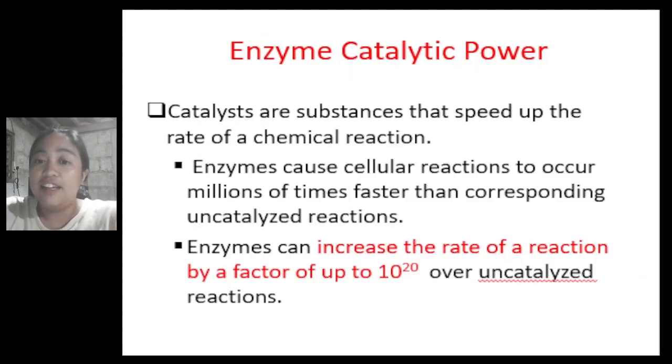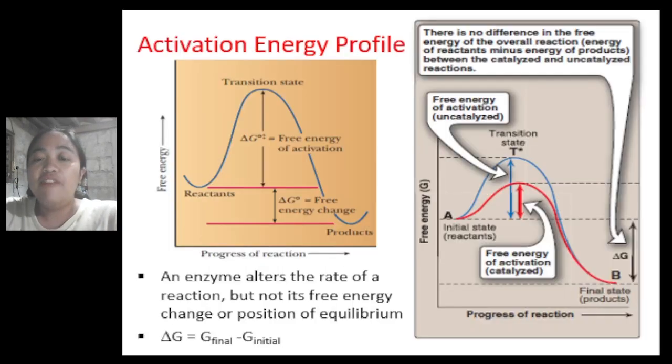Catalysts are substances that speed up the rate of a chemical reaction, and enzymes cause cellular reactions to occur millions of times faster than the corresponding uncatalyzed reactions. Enzymes can increase the rate of a reaction by a factor of up to 10 to the power of 20 over the uncatalyzed reaction. Here we have the activation energy, and here we have a delta G, which is what we call the free energy change.